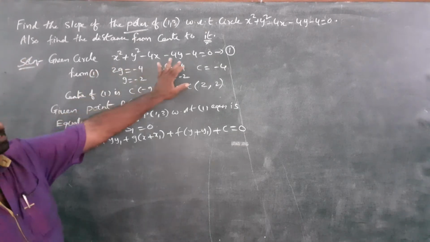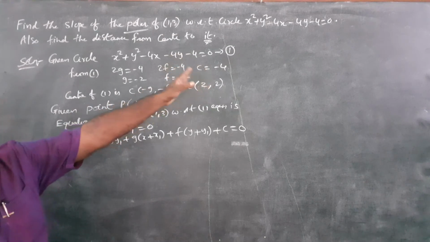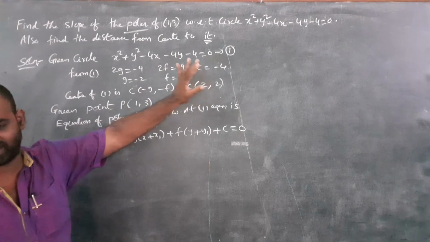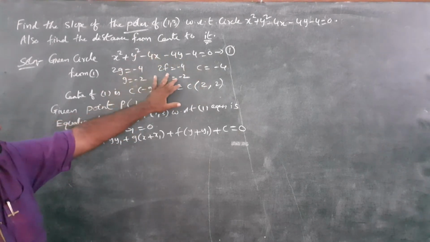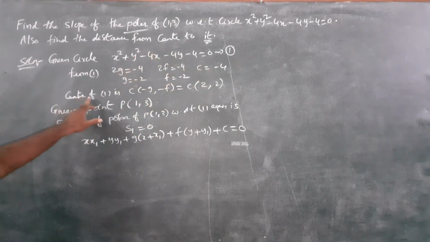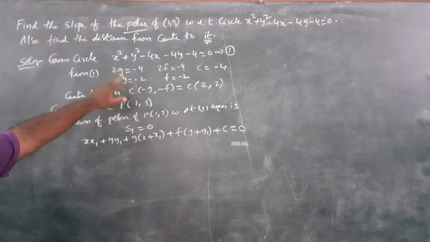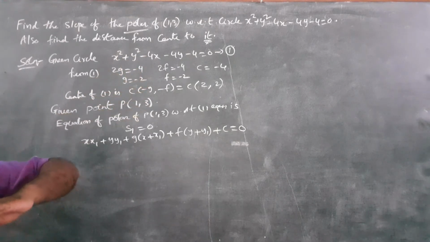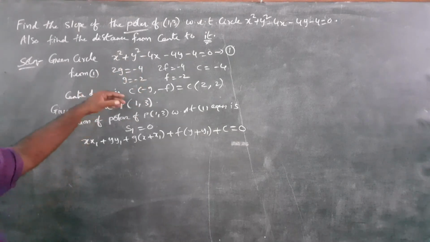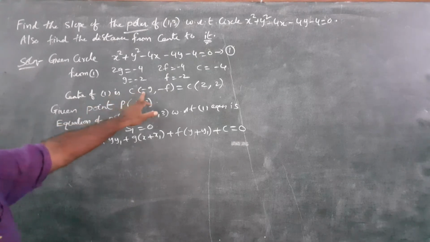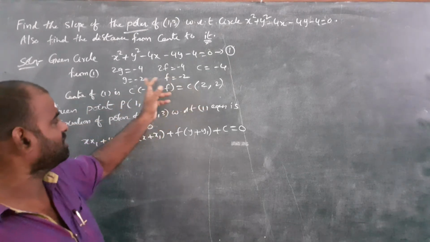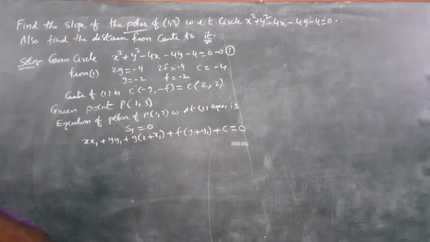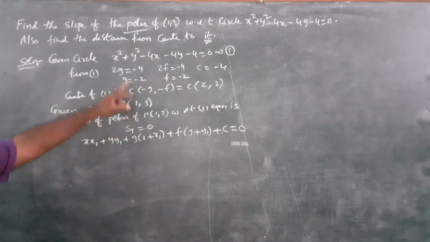Given circle, put it as 1. From the given circle, 2g equal to minus 4, 2f equal to minus 4, c equal to minus 4. Therefore, g equal to minus 2, f equal to minus 2. There is a need to find the center also, because in the second part we have to find the distance from center to that polar. That's why I find the center also. Center formula is minus g, minus f. Minus g means minus of minus 2 is 2, minus f is 2. So the center is 2, 2. And the given point is P 1, 3.